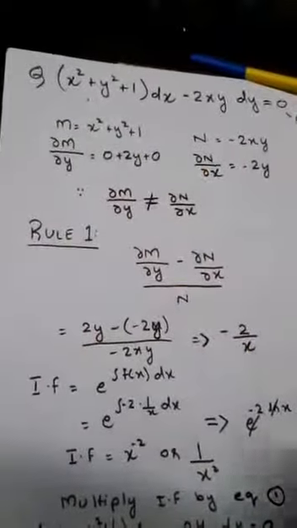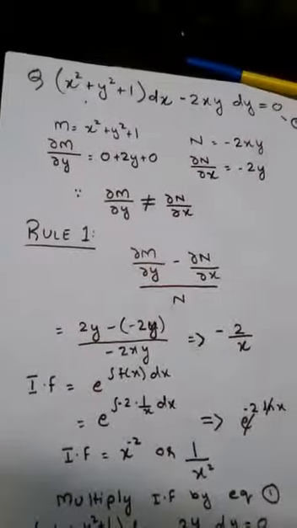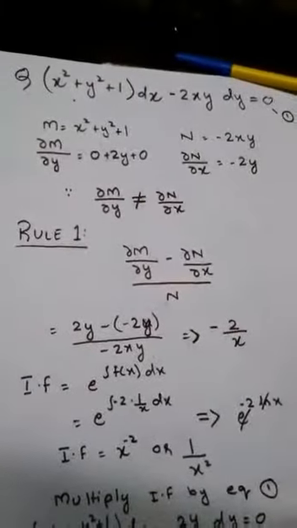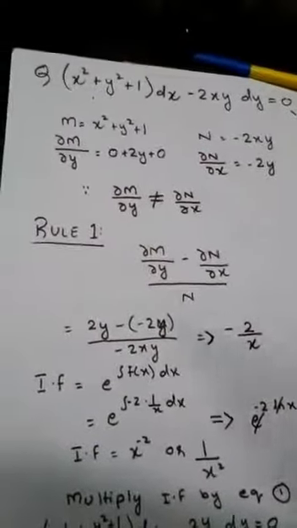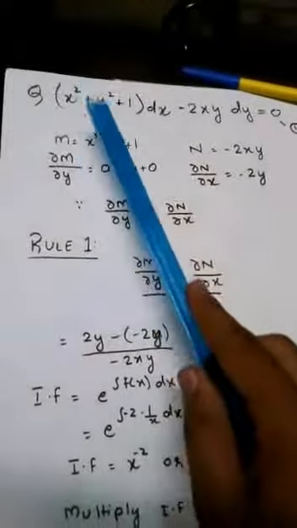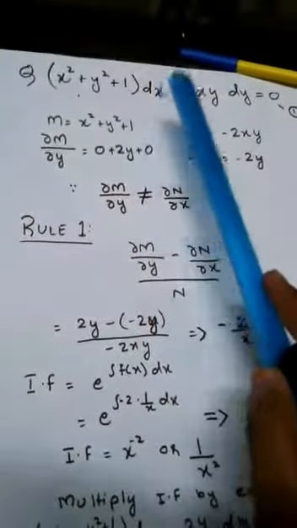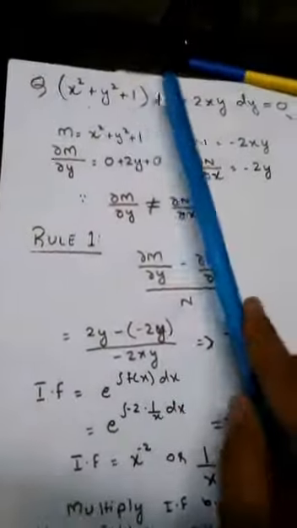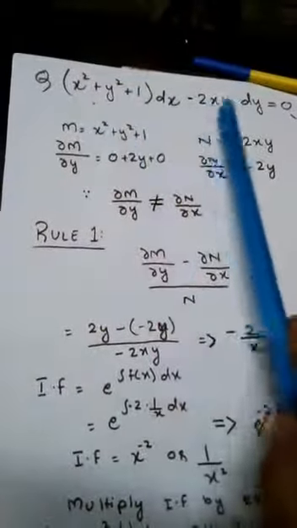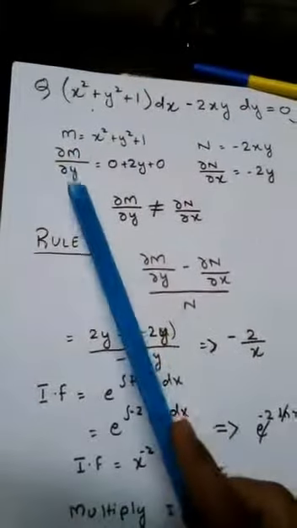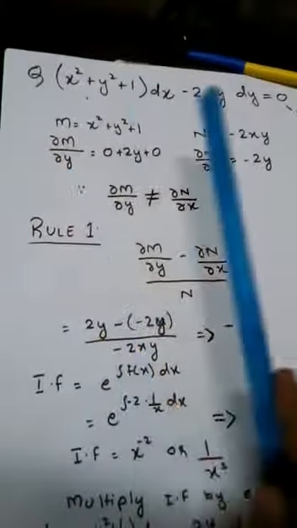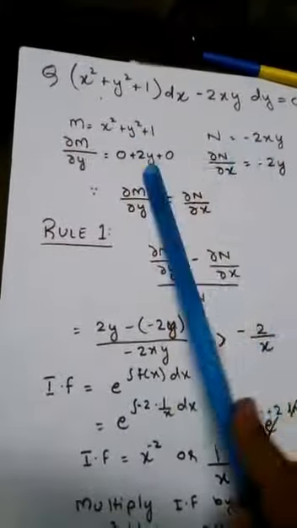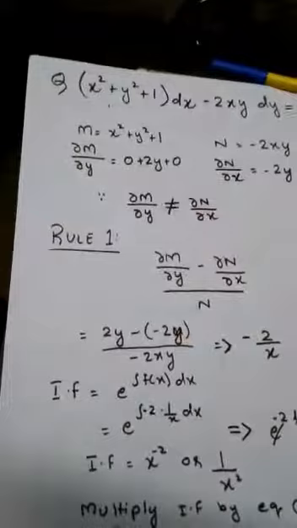Then we have got 4 formulas for it, or we can say 4 to 5 rules, but we will understand only 2 rules right now. Let's suppose here is the equation: (x² + y² + 1) dx − 2xy dy = 0. We will suppose this term as M and this term as N, and we will partially differentiate with respect to y and with respect to x, and simply we can find out that they are not equal. So we will go for rule 1.